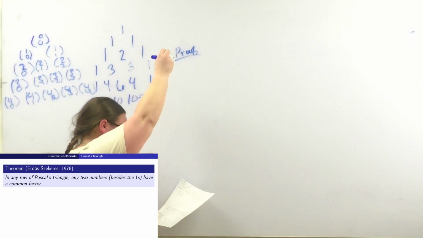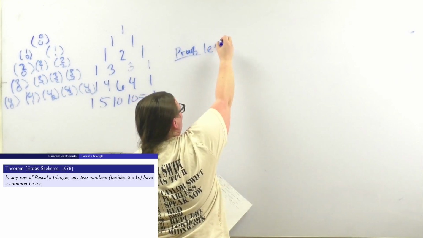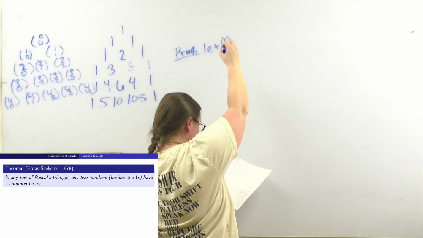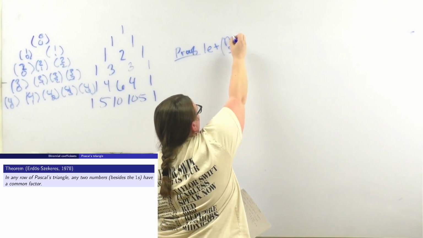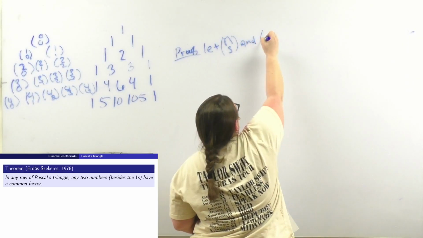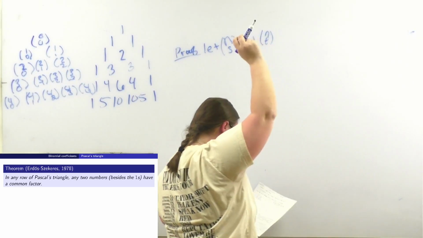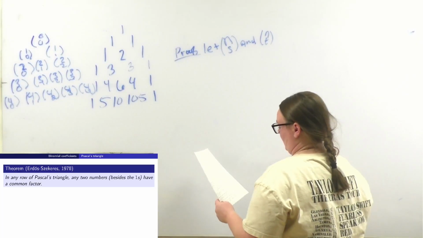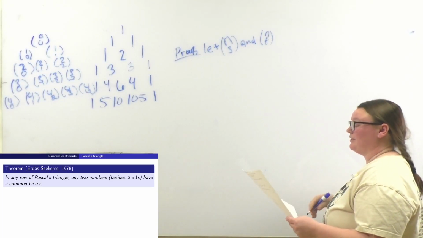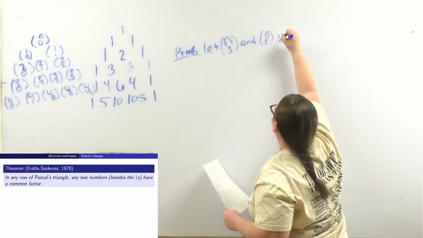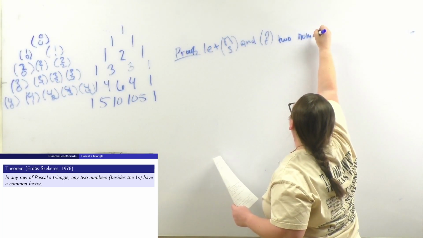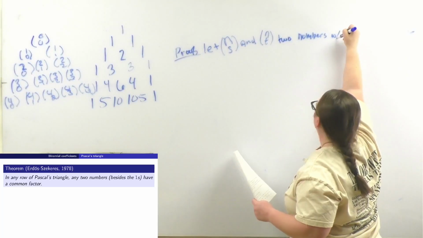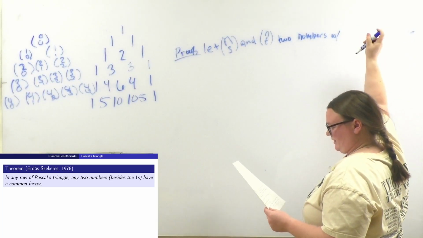That's the first time I've written on my board like that. We're going to let N choose S and N choose T be the 2 numbers with 0 less than S less than T less than N.